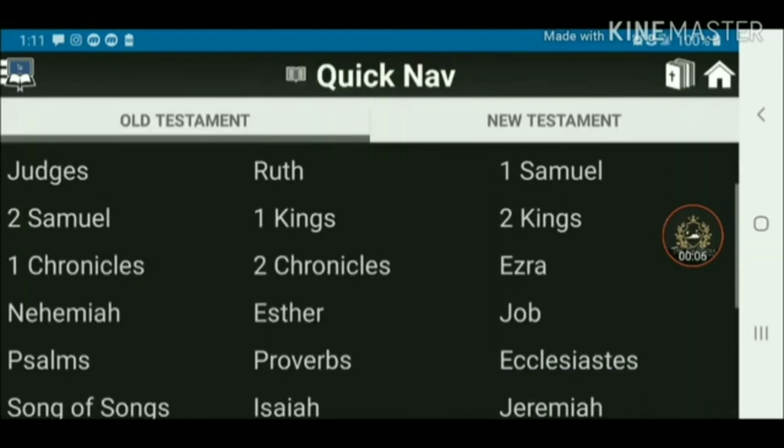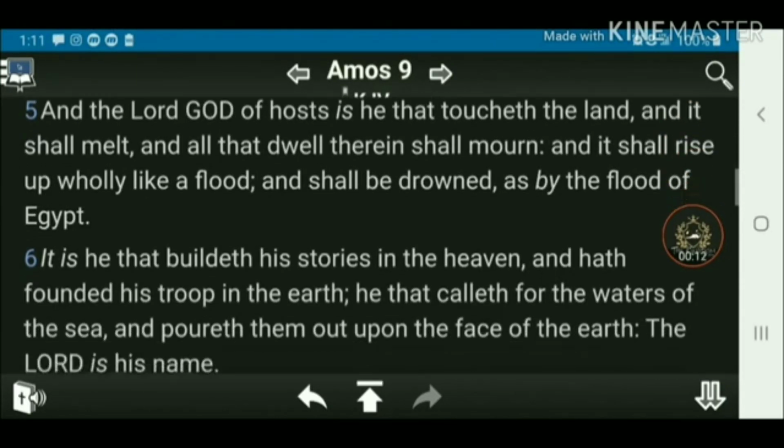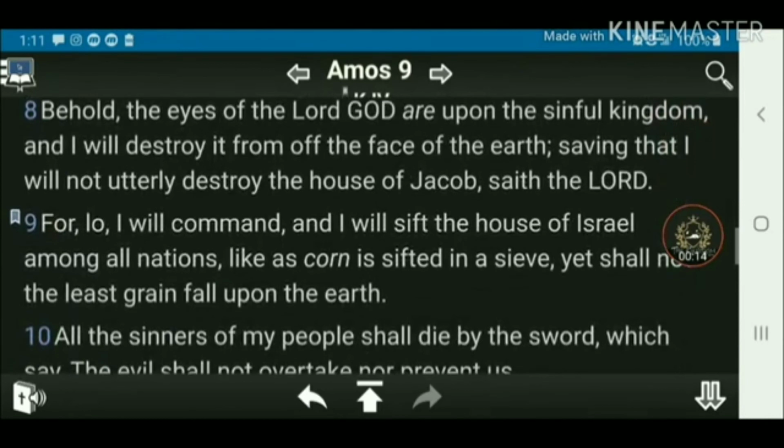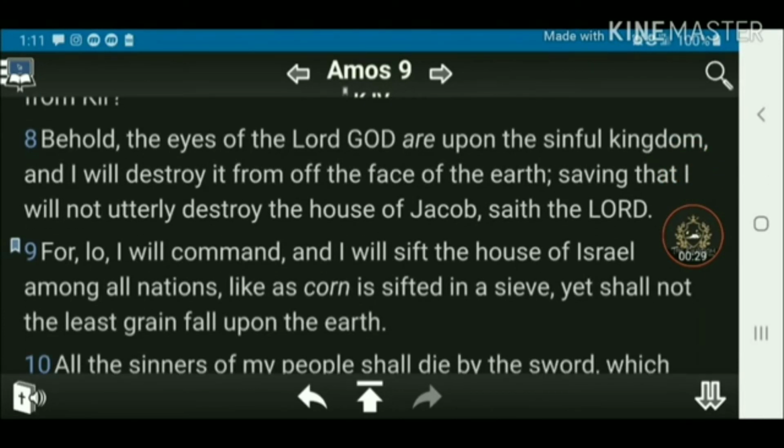Let's get another precept on that in the book of Amos, 9th chapter, and the 8th verse. Let's start at verse 8. Behold, the eyes of Yahweh are upon the sinful kingdom, and I will destroy it from off the face of the earth, saving that I will not utterly destroy the house of Jacob, saith Yahweh. Now, when he says utterly destroy, I mean he ain't going to destroy all of them. And we read over in Zechariah 13th chapter, the ratio. 2/3 are going to be destroyed. 1/3 is going to be brought through the fire, right?